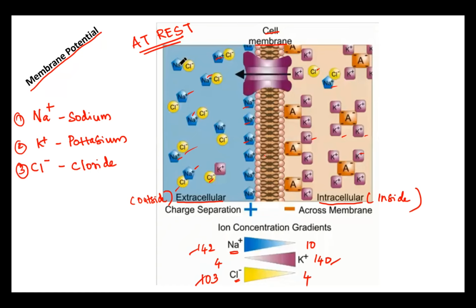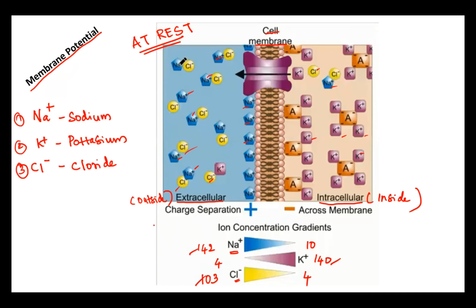The same way for EEG, EMG, EOG, whatever. That's why we study biopotential. It is very basic. They expect more questions from biopotential in GATE. Fine. At rest, there is excess sodium and chloride in extracellular and potassium in intracellular.